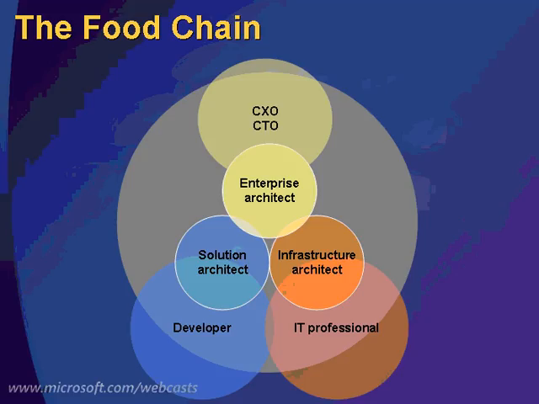So if we look at the food chain of architects, at the top we've got the CXO, CTO types, and then we've got the enterprise architect that sits across infrastructure and solutions to give a holistic view of how software should be implemented in an enterprise. Beneath that we have the software solution architects, primarily surrounding application development, and infrastructure architects, in terms of the machinery and software to run the network and data centers. And then beneath that we have the developer community and IT professionals.